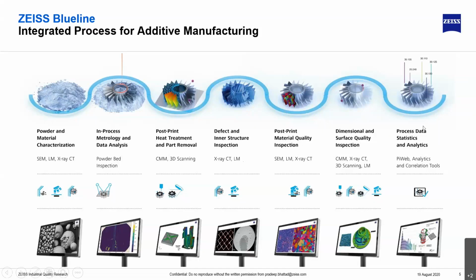At the end of the day, you have data analytics software, which collects all the data and informs the process if there are telltale signals of the part not having desired properties, and how you go and mitigate that step. So let's start off with one example of where we are using this whole integrated process to understand what benefits it can bring to additive manufacturing.